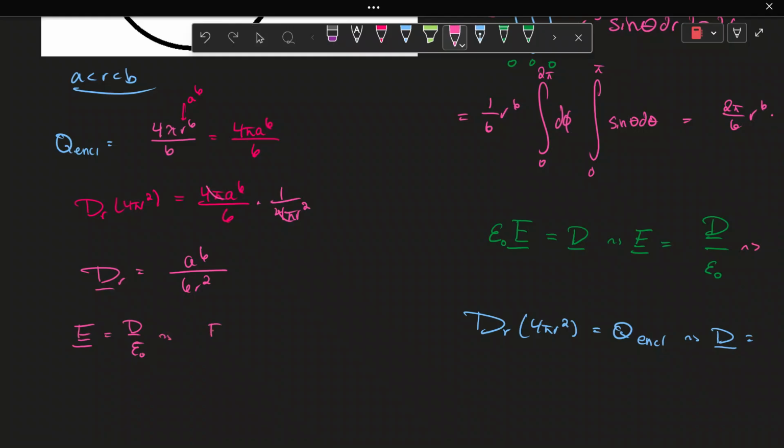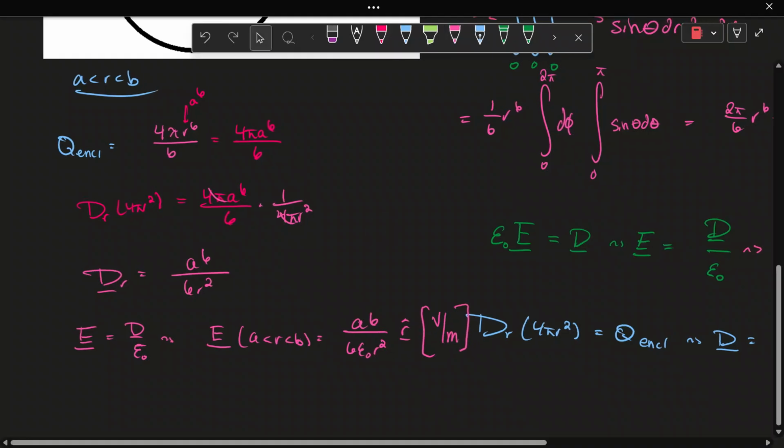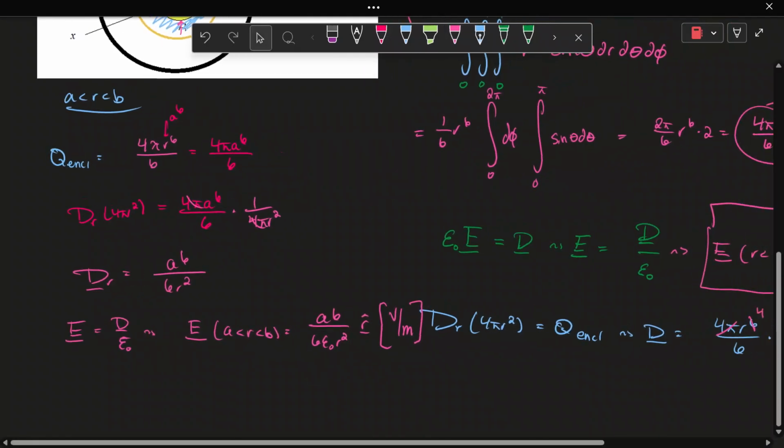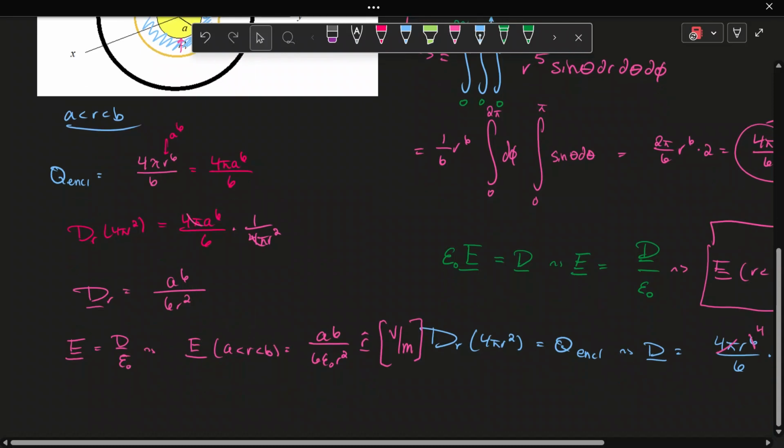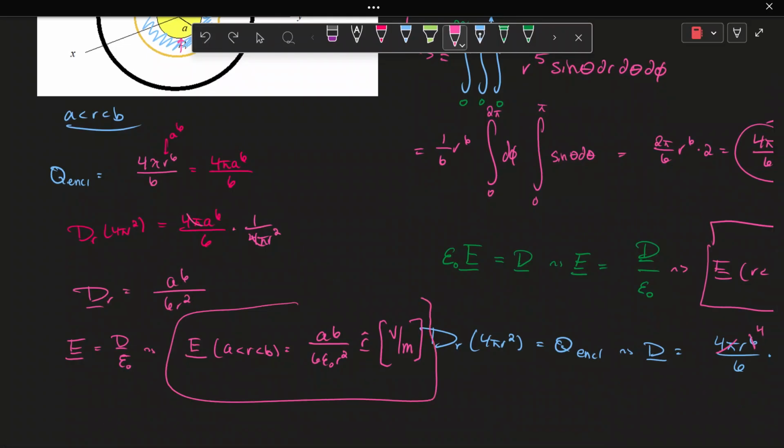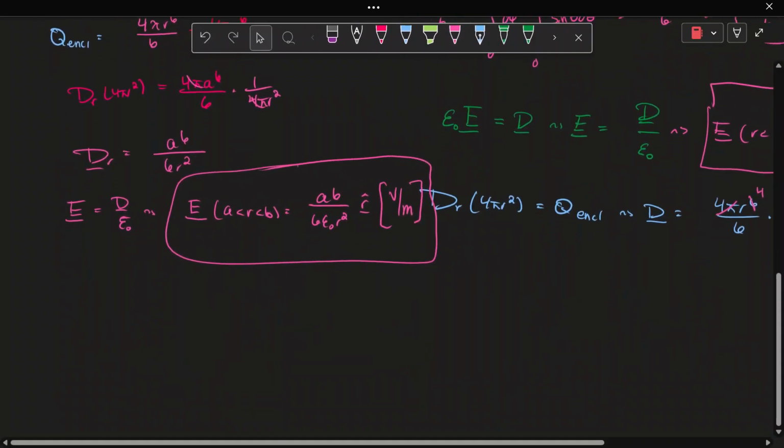and we can find the electric field vector when R is between A and B is going to be equal to A to the 6th over 6 epsilon naught R squared, and you cannot forget that it is projecting radially. Again, volts per meter. So now that is how we get our answer for this part. Be very careful, because if you have just R to the 6th always, that's not true. So hopefully that made sense, and you can replicate this in any of your problems here.